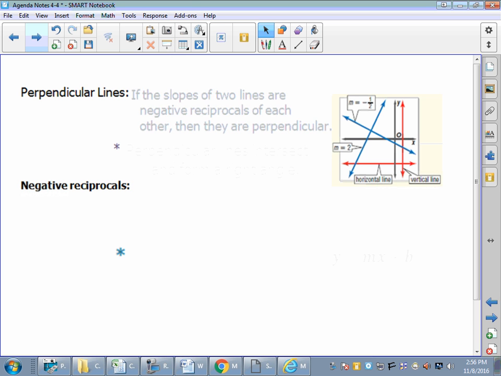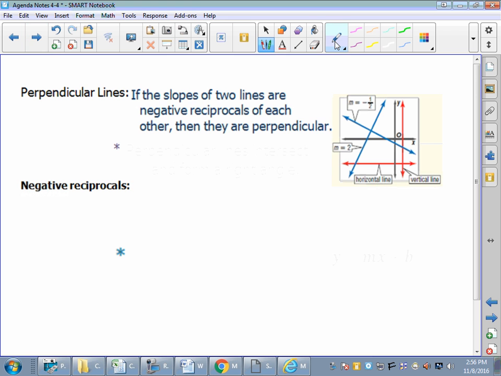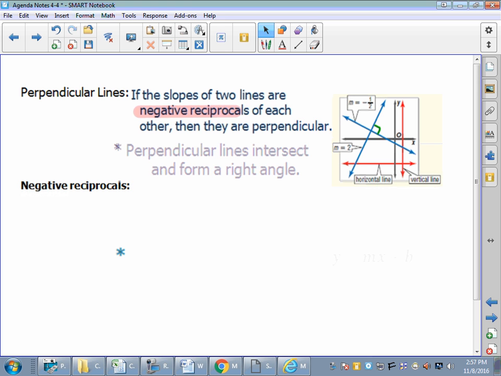Perpendicular lines, here's the important part, and we'll talk about what this means. If the slopes of two lines are negative reciprocals of each other, then they're perpendicular. Notice on the little diagram here, my perpendicular slopes. Perpendicular means it makes a nice, neat 90-degree angle. So I know that those guys come together by looking at their slopes. Perpendicular lines intersect and form a right angle, also known as 90 degrees.